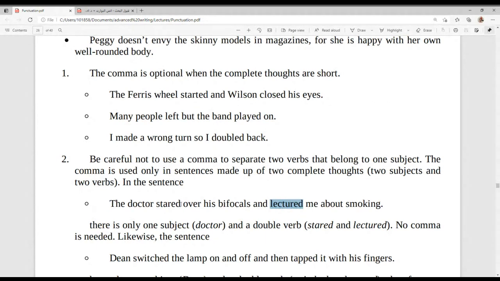This is one verb, and this is one verb. And they belong to what? To the same subject. What is the main subject in this sentence here? The doctor. And the two verbs, stared over, lectured me, right? These are two verbs, double verbs, that are linked with the same subject. So here we do not use a comma. Why? Because here we use ellipsis.